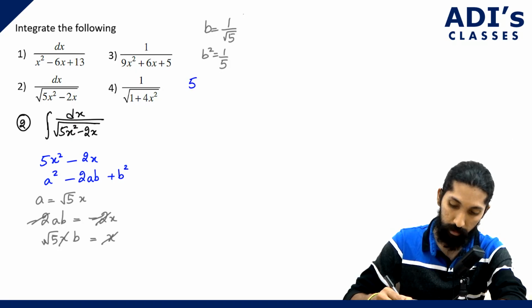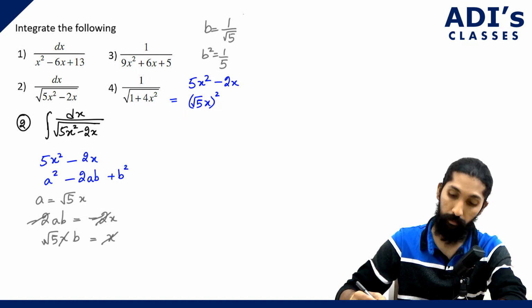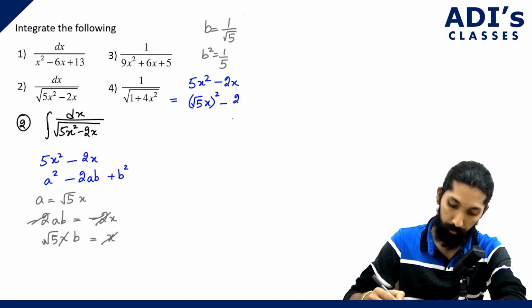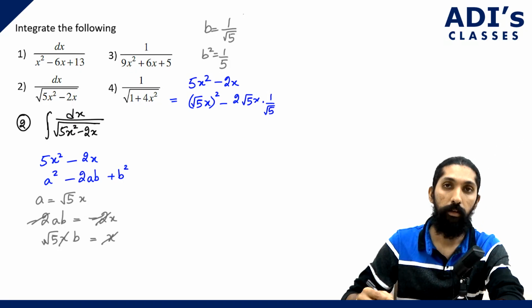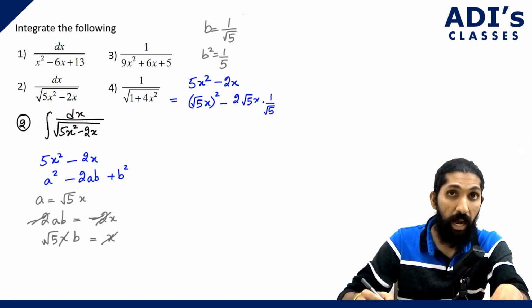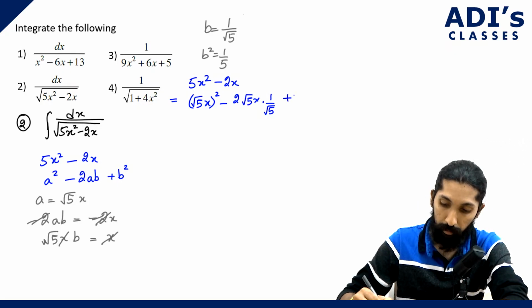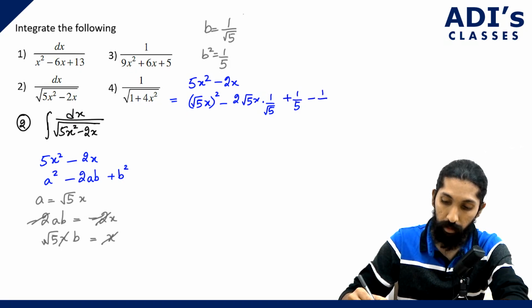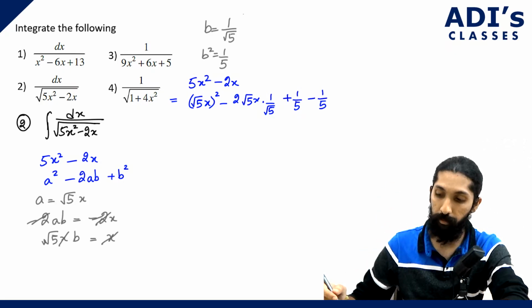So now, what do we have? You have 5x square minus 2x. This will be equal to root 5x whole square, that's a square, minus 2 into a value, root 5x, into b, 1 by root 5. But what do we do? We add and subtract b square, correct? You add b square, 1 by 5, you subtract b square, 1 by 5. Fair enough? So plus 1 by 5 minus 1 by 5.